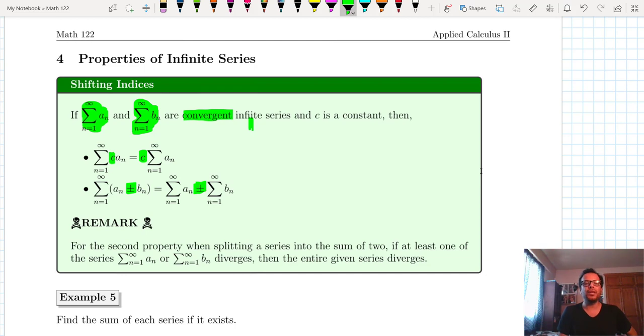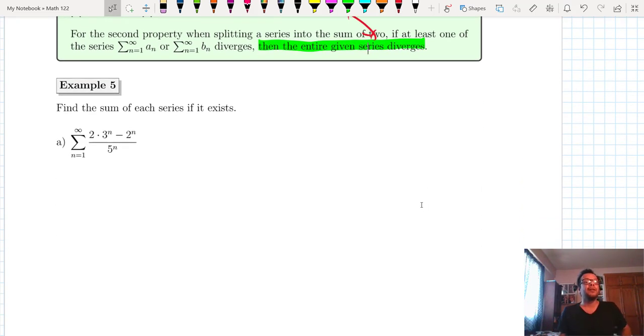However, if we split the series and we find out that at least one of the series is divergent, then the entire given series is divergent. So that's why the requisite for this is that the two given series are convergent. Otherwise, if at least one term diverges, the whole thing diverges. Okay? All right, let's find the sum of each series if it exists.